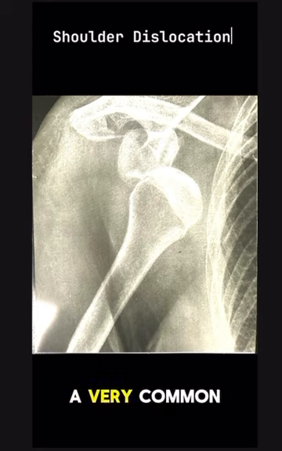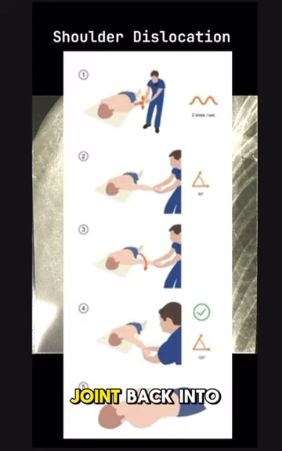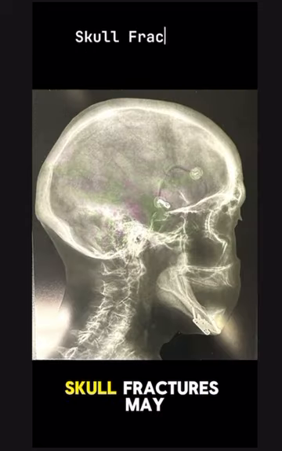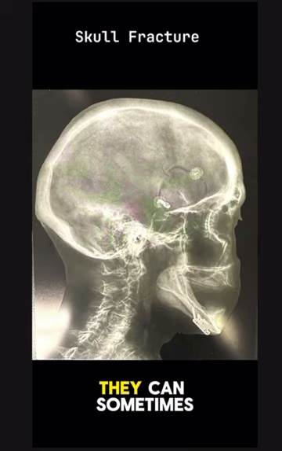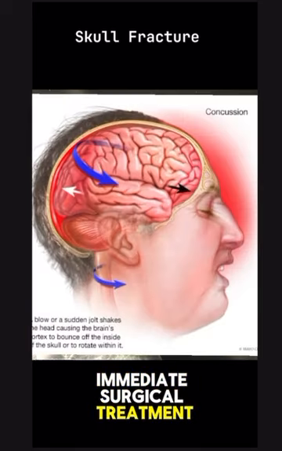Dislocated shoulder is a very common sports injury. It's treated by sedating the patient and manipulating the joint back into place. This injury, like any other dislocation, must be treated immediately. Skull fractures may result from a blow to the head. They can sometimes be associated with an underlying brain injury that may require immediate surgical treatment.